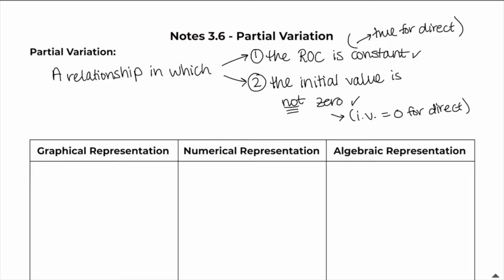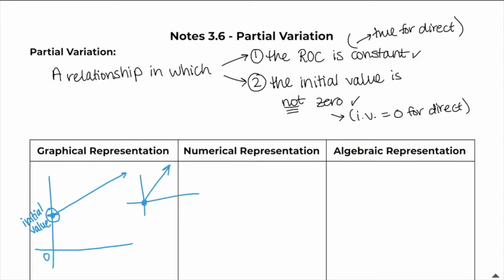So a graphical representation of a partial variation will look as follows. So we would just have our x and our y values here. We've got 0 here. And this time it would start at a number other than 0. So it is no longer starting at 0, 0. It's starting at a new value. So this right here is our initial value, as opposed to when we had direct variation, where it would start at 0, 0, and then it would go up or down from there. We could also have a graph that looks like this right here, where we have an initial value still, and it goes down. Okay, that's still an example of a partial variation.